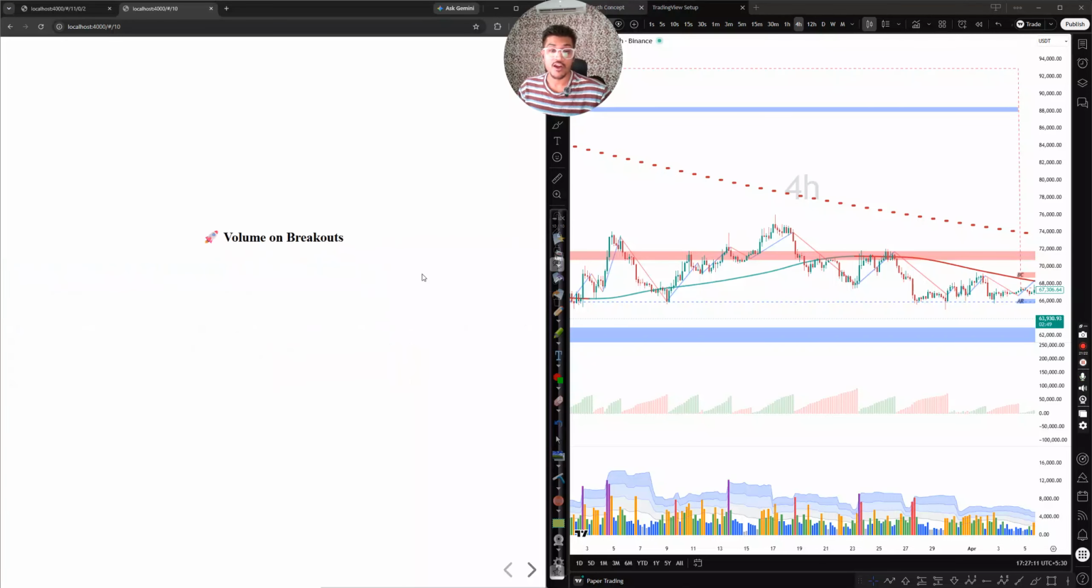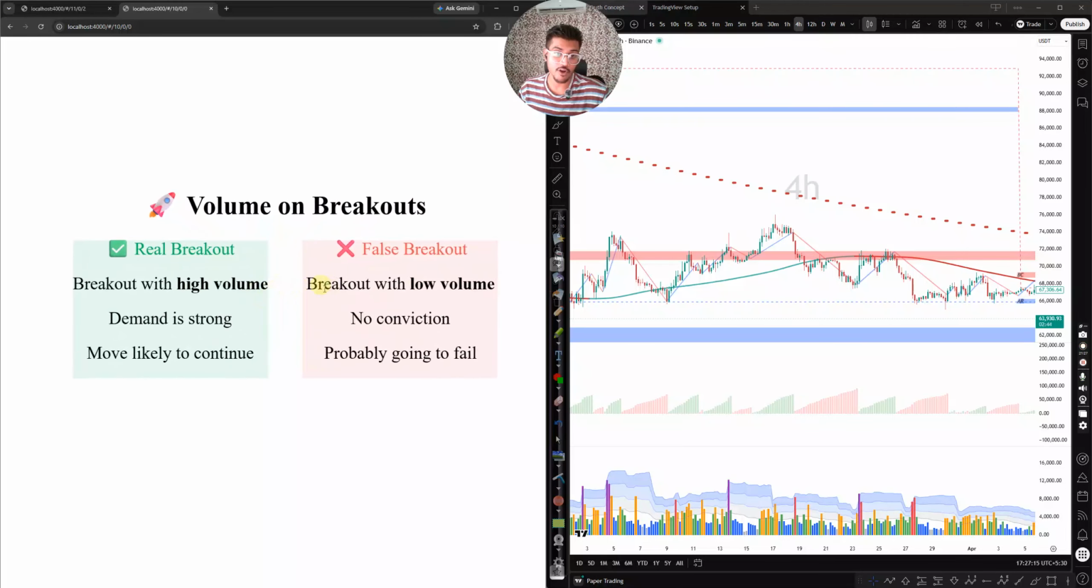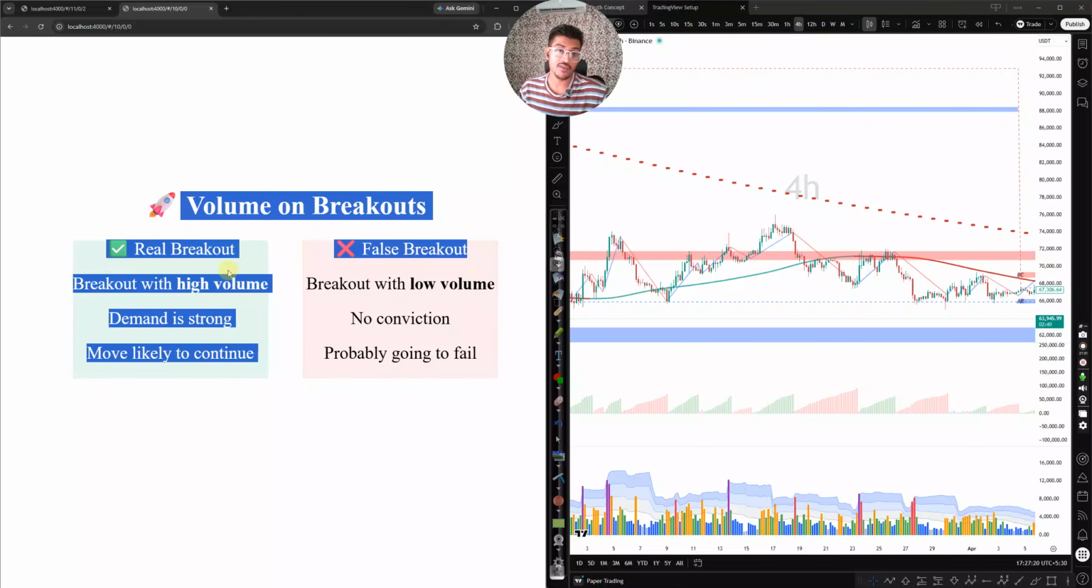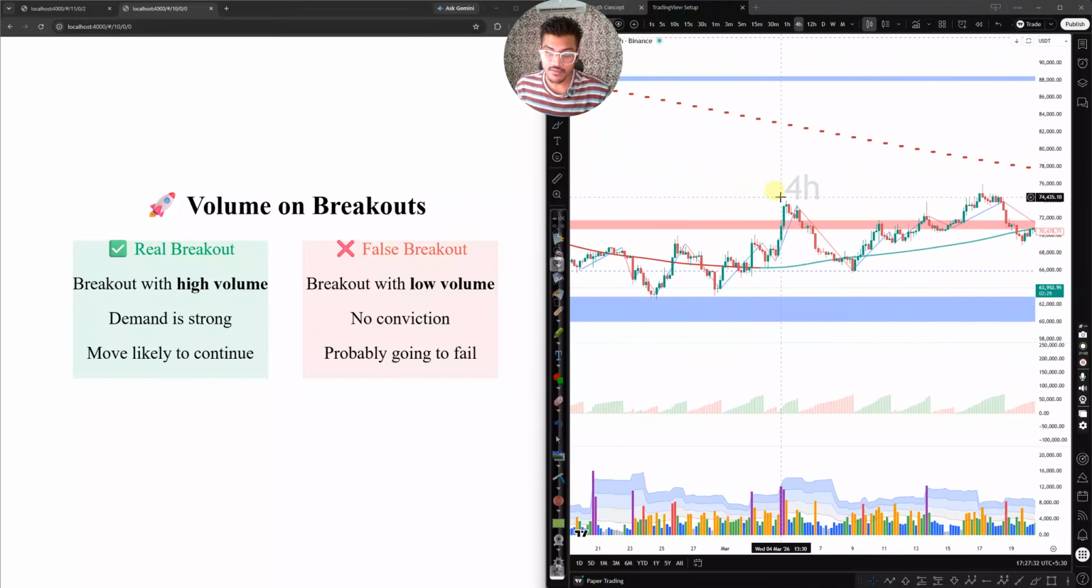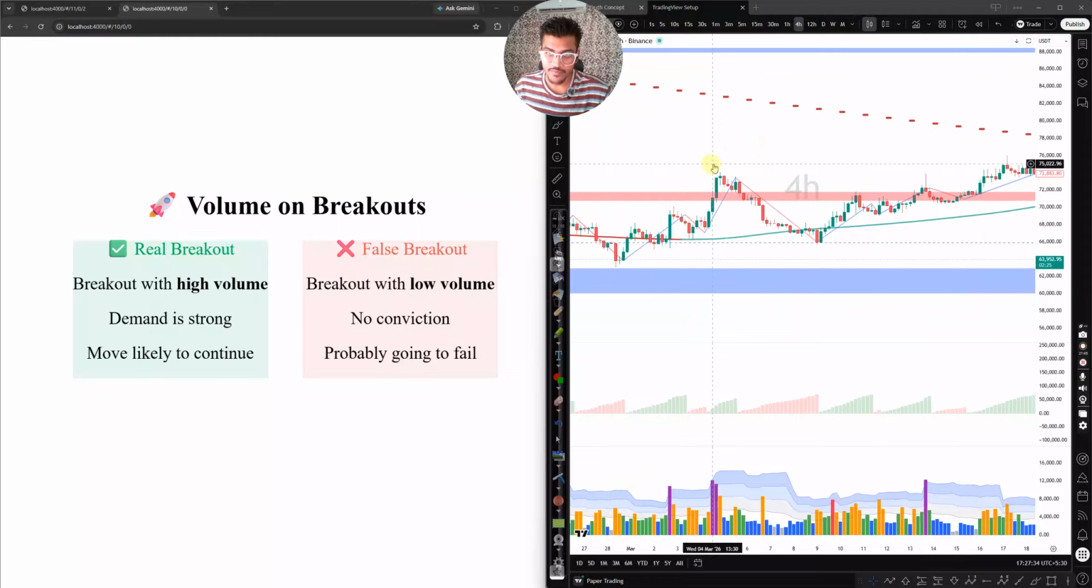Now, volume on breakouts can actually tell you if that breakout is real or not. With a breakout on high volume, demand is strong, so the move is likely going to continue. You can see here, when this move started, this wasn't any good volume. This volume was very strong after that pullback happened.